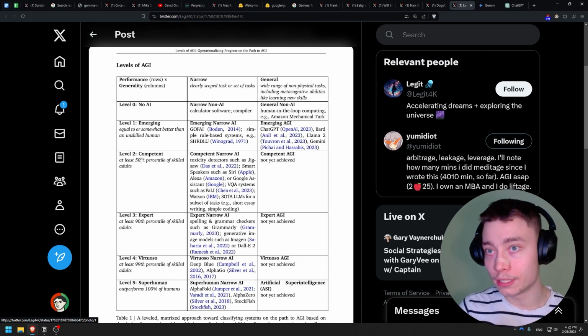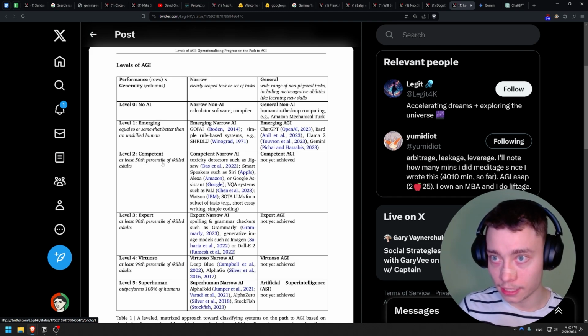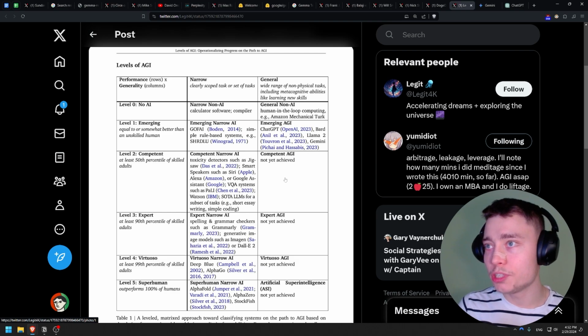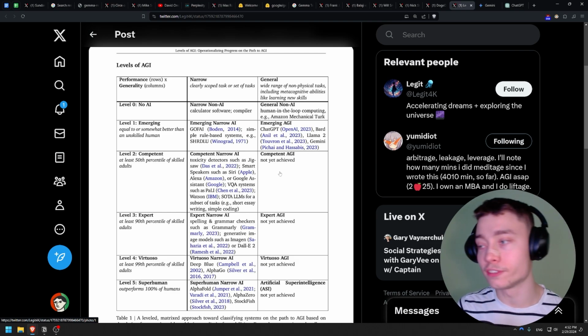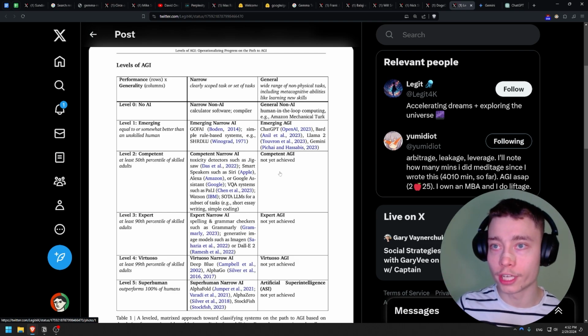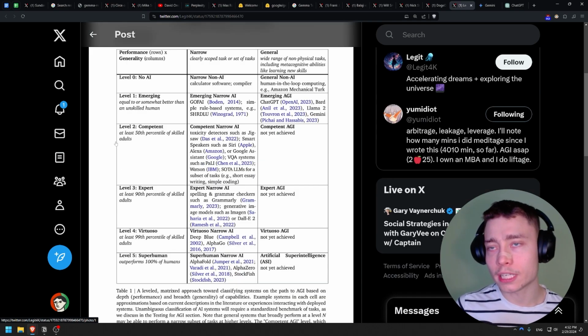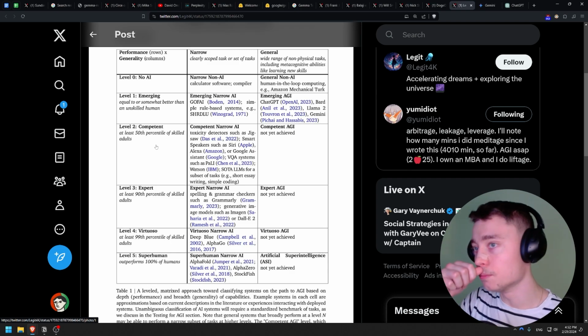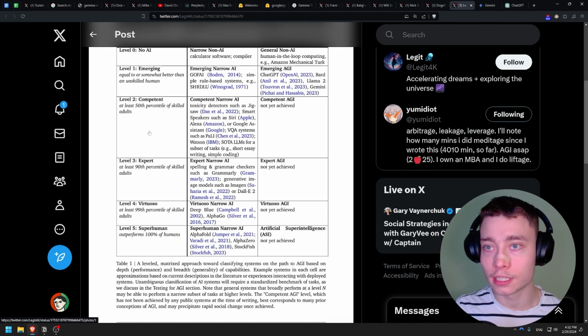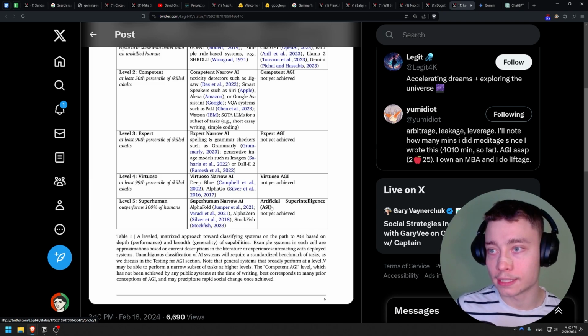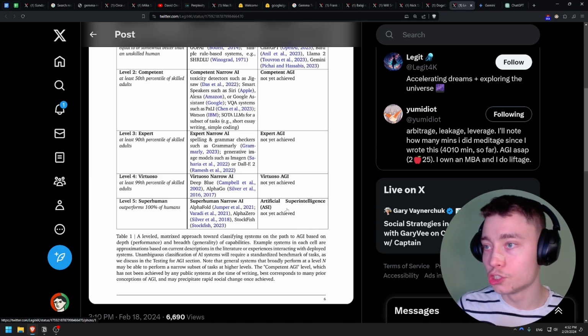Level 2, competent, at least 50th percentile of skilled adults. Now, ChatGPT could be here in terms of some specific things like spelling or coding. It's definitely better than 50% of people. But this is, I guess, the most common definition of AGI: it's better than most people at most economically viable things. And then superhuman, which is ASI. It's no longer AGI, it's actually super intelligence.